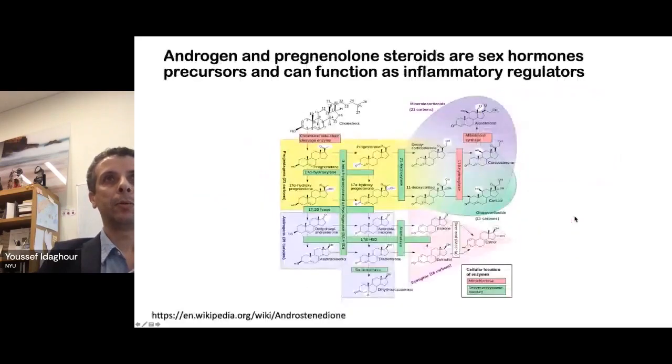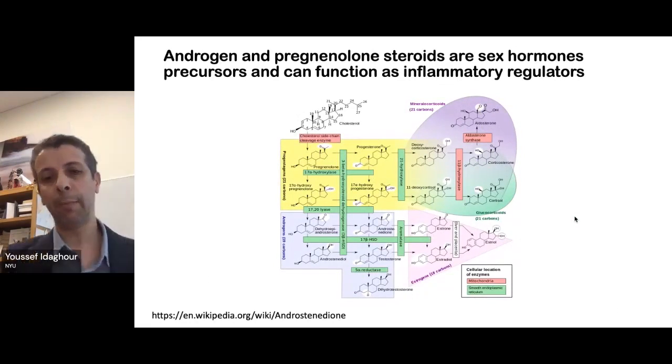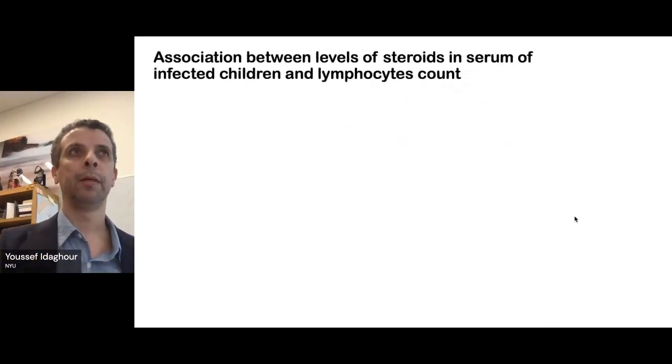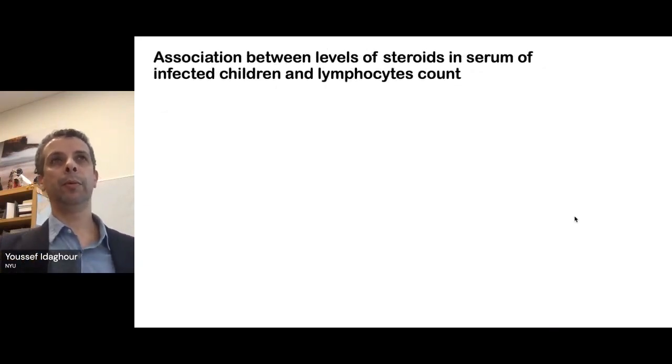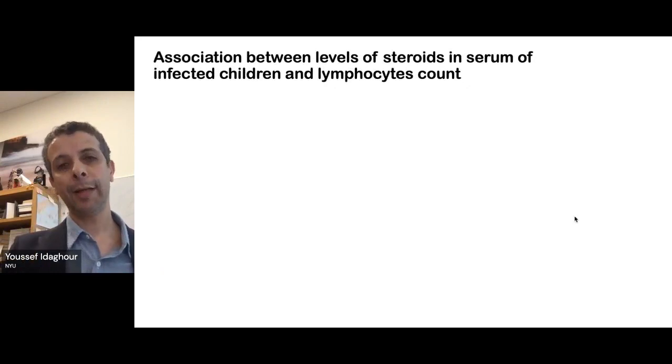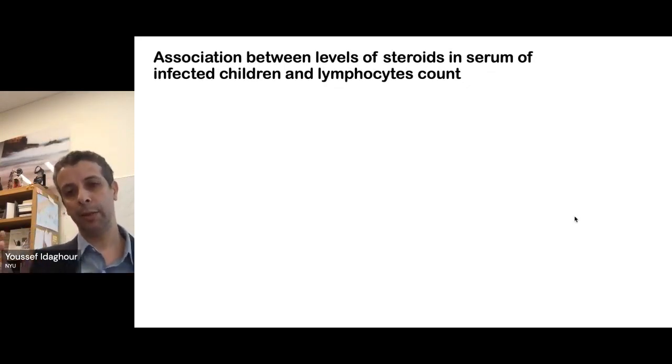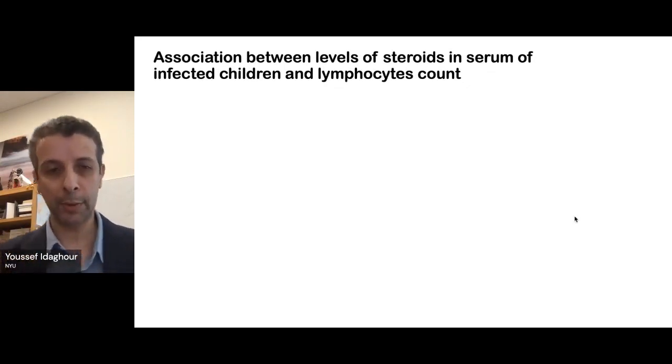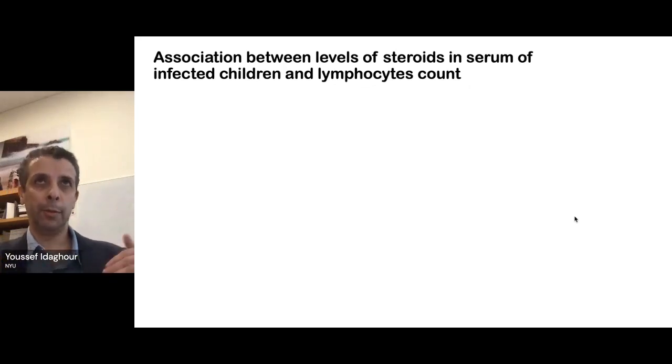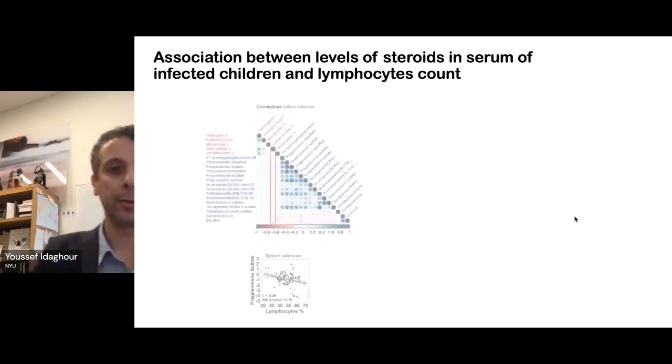Okay, so steroids, as I mentioned, they're really interesting. They are classes of molecules that are sex hormone precursors, but can also function as inflammatory regulators. And specifically, they have anti-inflammatory responses, which means that they dampen the immune system. So because we have the lymphocyte count, we decided to look at this, because if you have an elevation of anti-inflammatory molecules, you will be able to see downregulation or reduction of lymphocyte counts.